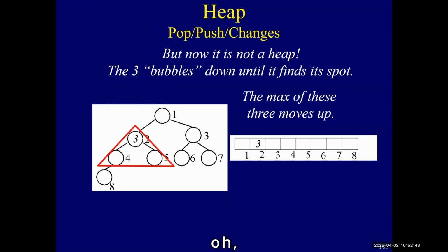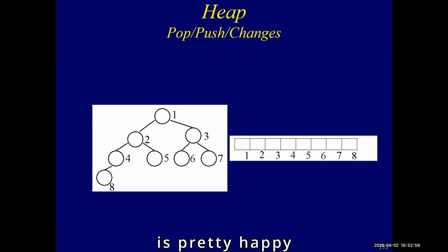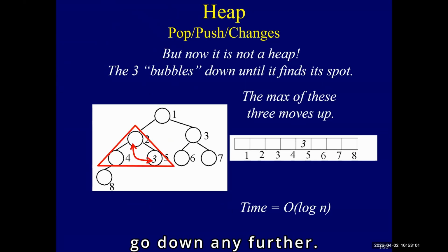And then, of these 3, we put the biggest. Well, the biggest was in 5. So the guy in 5 comes up, and the 3 comes down, right? And now, look at it, 3 is pretty happy because it can't go down any further, right? And so we do all of this in log n time, right? Everybody good?